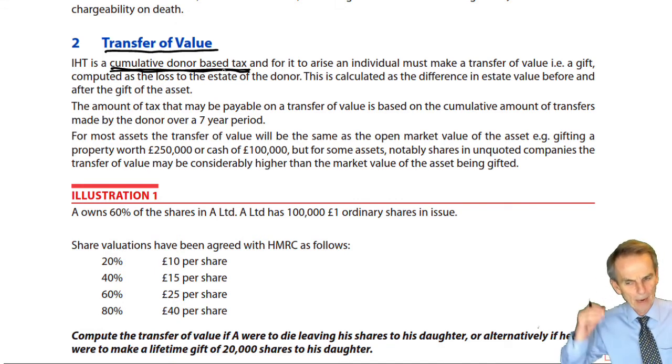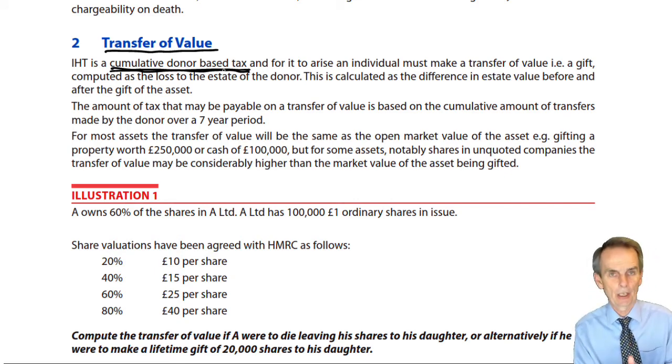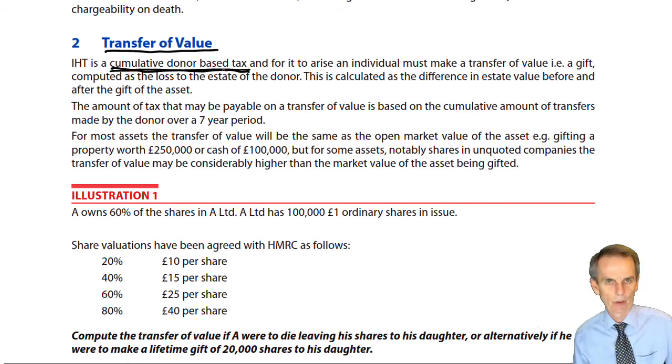Cumulative. So it's based on what the donor gives away, and it is cumulative. What we'll see is you cannot look at in lifetime, let alone at death, at the death estate. You cannot look at those lifetime transfers or the death estate in isolation. The amount of tax that may be payable on, say, a lifetime transfer, the same value that you have, say, a gift of £200,000, for example, then, as we will discover, the amount of tax that is payable in relation to such a gift could be as low as zero or as high as 40% of that £200,000 gift, £80,000. That is a very, very big difference. So we cannot just look at an individual gift that is made in lifetime and attempt, where appropriate, to compute the IHT thereon. This is a cumulative donor-based tax.